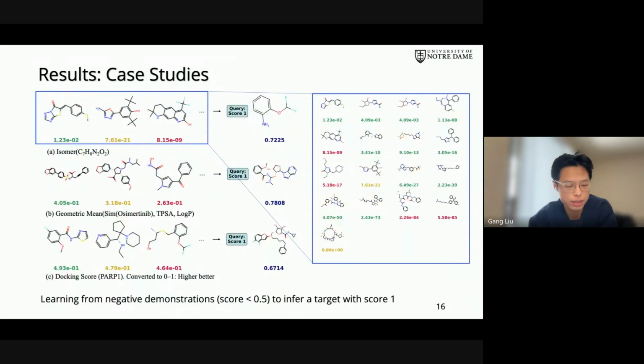In case studies, we also first tested whether DemoDiff can design positive molecules based on all negative demonstration examples. Here are 3 examples in different task categories. The first one is the structural constraint design, the second one is the drug rediscovery, and the third one is the target-based design. In the first case, we use 17 negative examples. All their scores are below 0.5. Actually, they're pretty small.